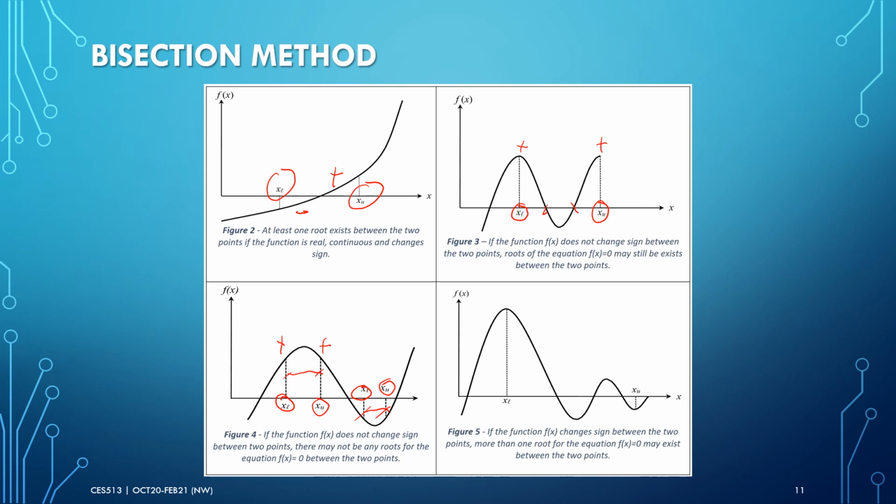Okay, and the last one is figure 5. If the function f(x) changes sign between the 2 points, we have lower bound positive and upper bound negative, more than one root for the equation may exist between the 2 points. So we have 1, 2, 3 roots.